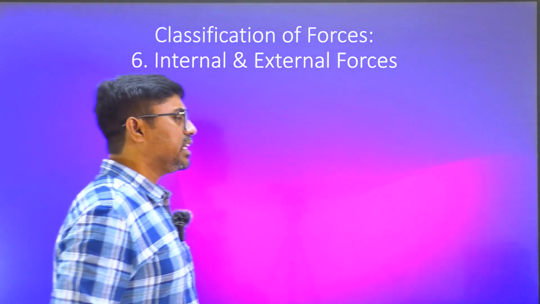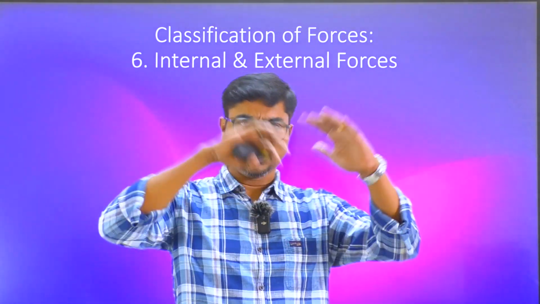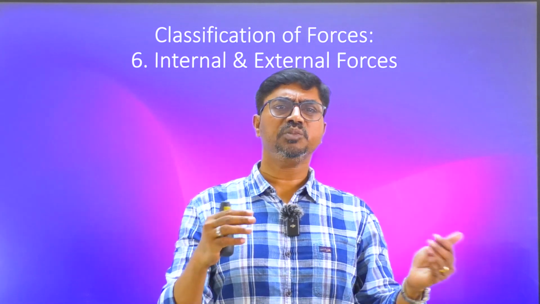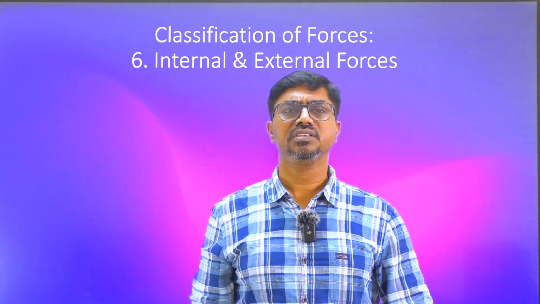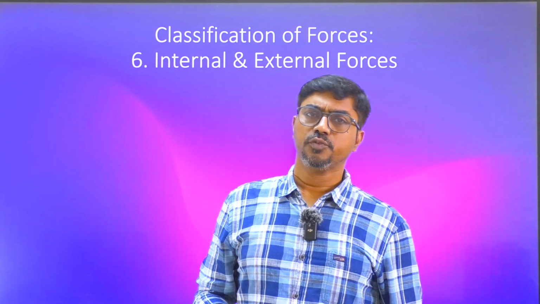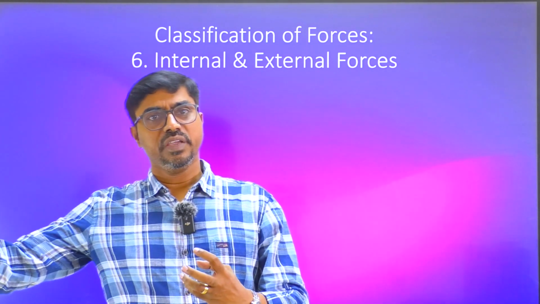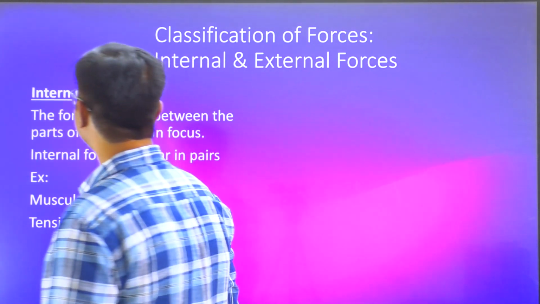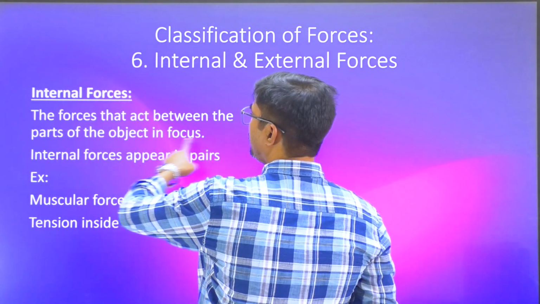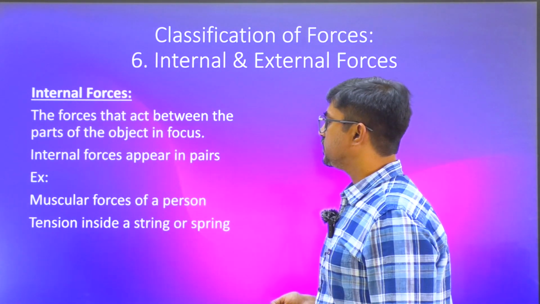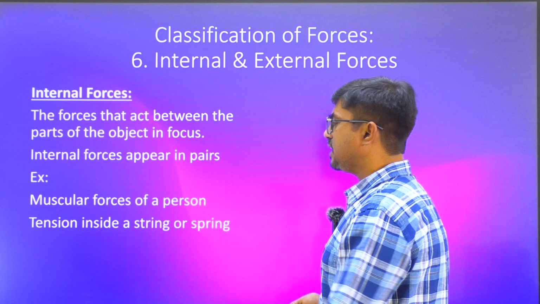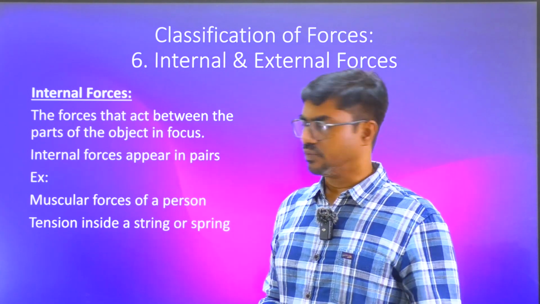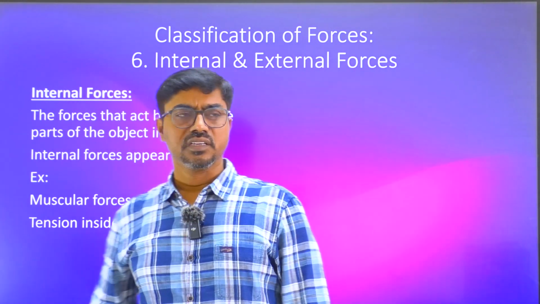Next comes internal and external forces. You have a system. Within the system, if the objects are interacting with each other, they are called internal forces. But from the surrounding, if some force is exerted on the system, we call it an external force. So it depends on the system. The forces that act between the parts of the object in focus are called internal forces. Example, internal muscular forces of a person, otherwise tension in a string or a spring.